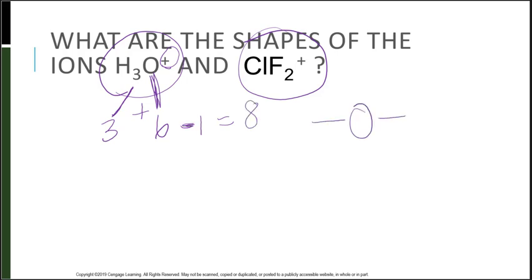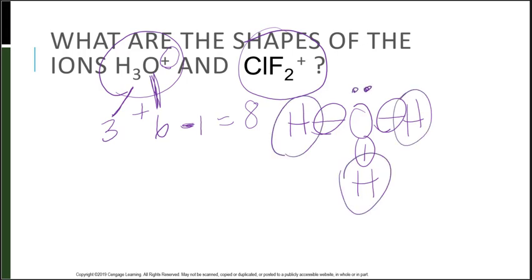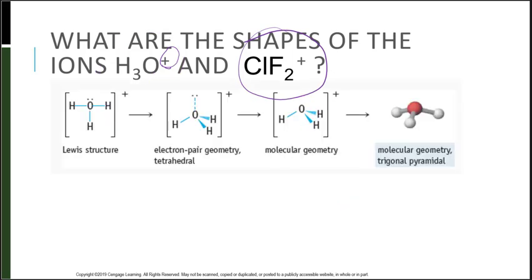All right, I have oxygen with 3 hydrogens coming off of it. That would be 2, 4, 6 electrons, so I need 2 on top. That would be 1, 2, 3 atoms and a lone pair. So that is 4 things coming off of it. My electron geometry would be tetrahedral. Of that, I have 1, 2, 3 atoms and a lone pair, which would be a trigonal pyramidal.